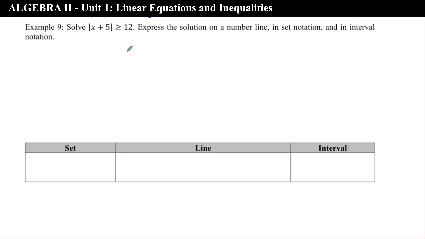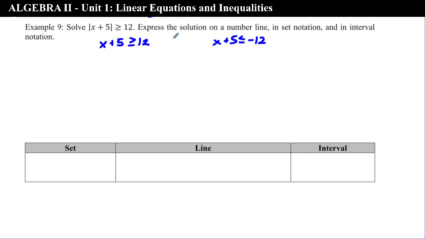Well, first of all, the absolute value is already by itself, so we're good there. So all we have to do is split it up. We're going to write it exactly the way it is, just without the absolute value symbols. And then we're going to write it where we flip the sign and change the sign. Okay, flip the sign of the inequality, change the sign of the thing on the other side of it. Okay, so flip the sign, change the sign. And so then we just solve each one.